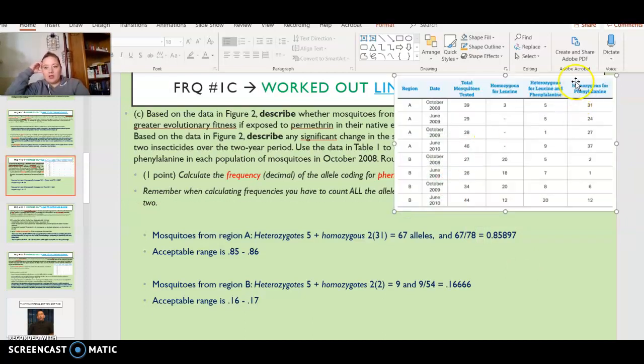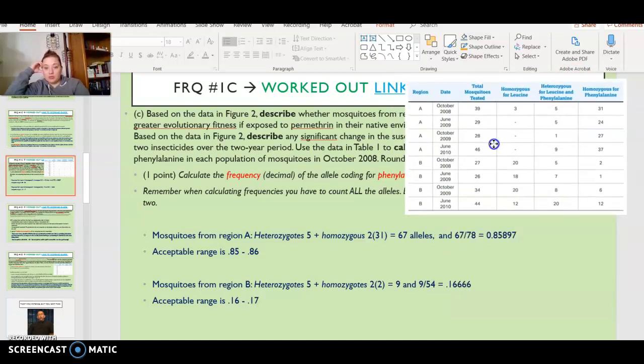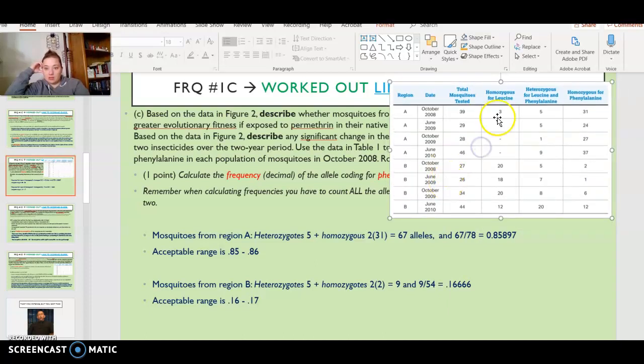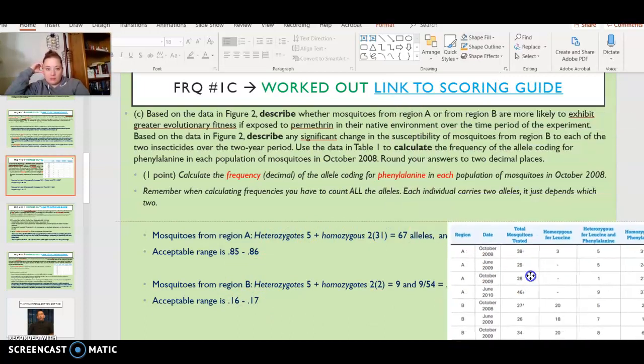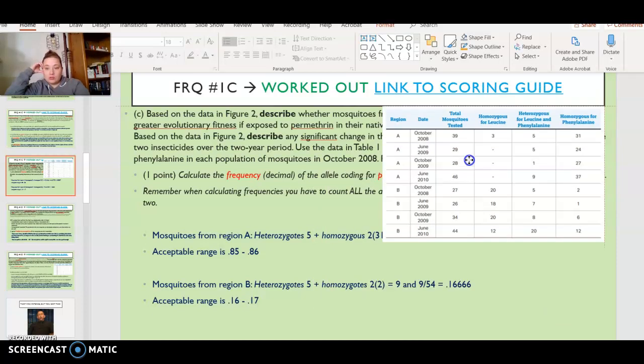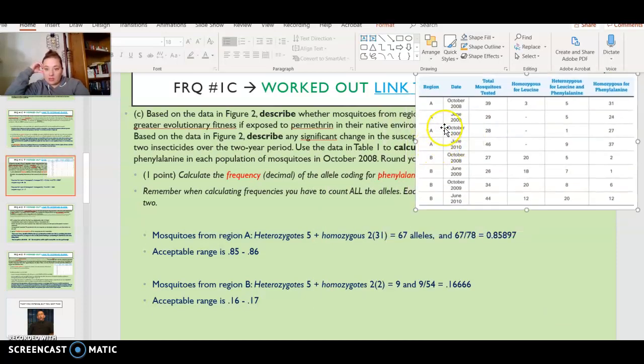So remember that, and we're looking at both regions. So both regions for phenylalanine. We're going to be looking at these numbers, keeping in mind the A's and the B's we should be doing separately. So for region A, heterozygotes, and we asked for a certain time, coding it in October 2008. So we're only looking at the top row. So here's this number 5.